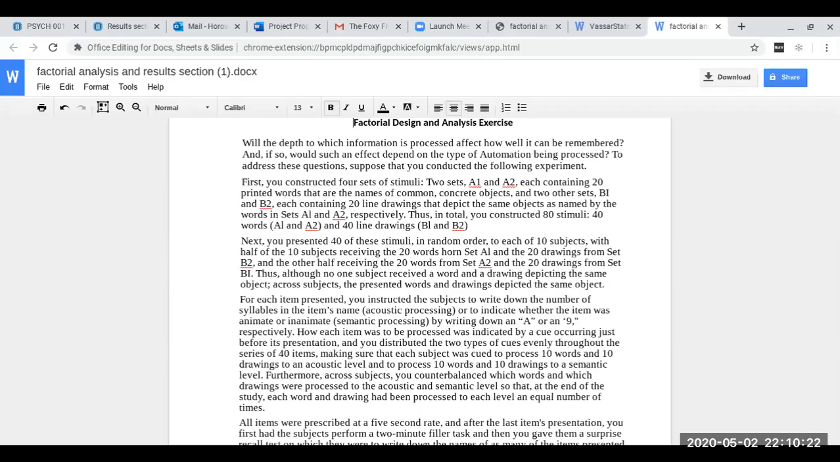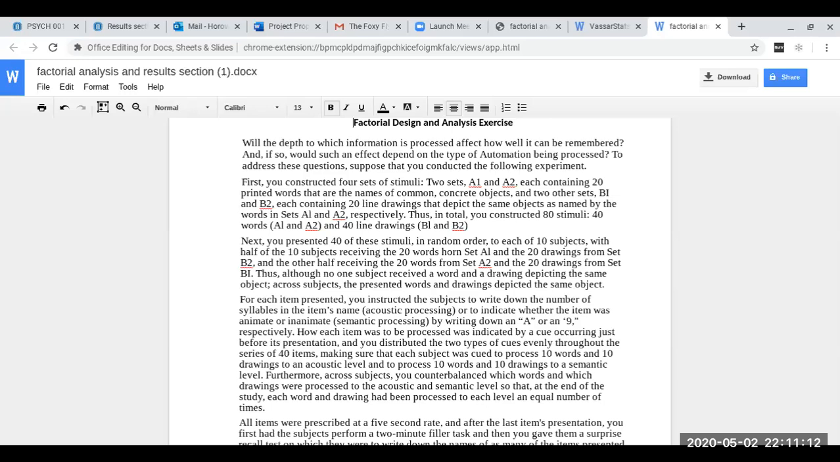So, the results section. Will the depth to which information is processed affect how well it can be remembered? And if so, would such an effect depend on the type of information being processed? To address these questions, suppose that we conducted the following experiment. Well, we see that there's two different questions here. The depth to which information is processed, does it affect how well it's remembered? And would this effect depend? Remember in chapter 12, we talked about how "it depends" is sort of a giveaway for a factorial design. Well, if information is processed on two levels, does that depend on how it's being processed? In this case, it seems pretty obvious that we're running a factorial design.